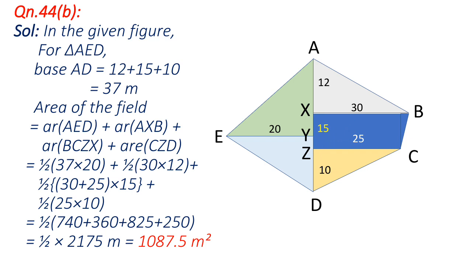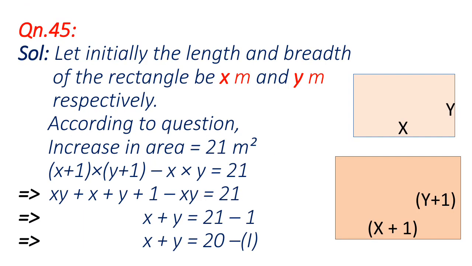Now I'm going to the next question, that is question number 45. Here in the question it is given that if the length and breadth of a room are increased by 1 meter. So here you can see, firstly we are considering the length and breadth initially, let the rectangle be x meter and y meter, correct? See this figure, this is the length x meter and this is the breadth y meter. So we have the area x into y.